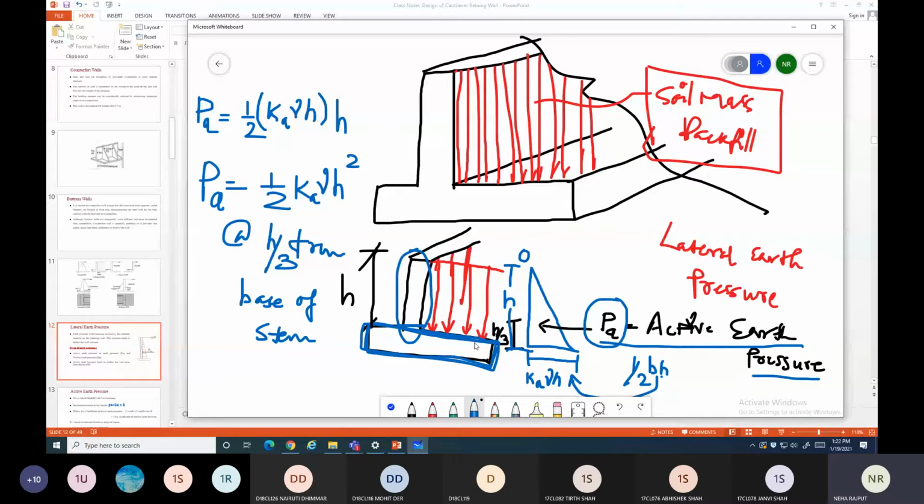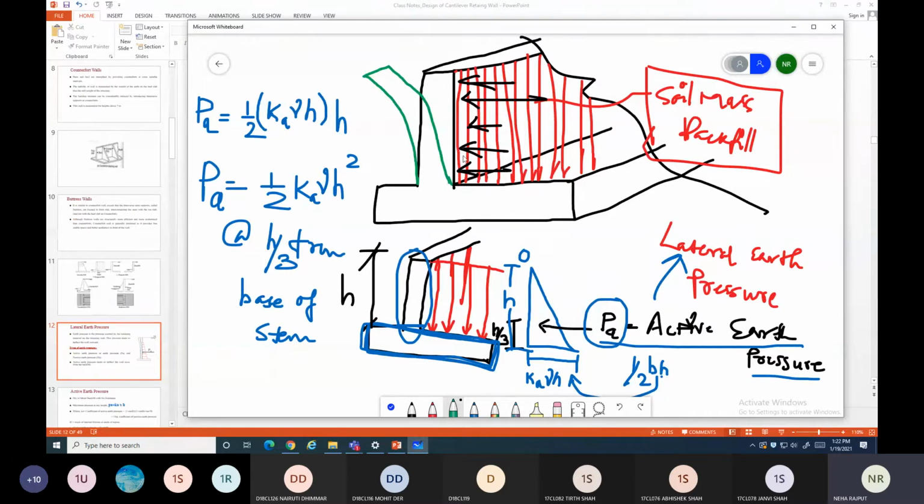Right, for this stem part, I'm considering the stem behavior only. Now what will happen? This is the active pressure, but in the lateral direction. If any force is acting in this lateral direction, the vertical portion may get deflected, and the deflection of this vertical portion will be like this. So this will be the deflection of the stem part.